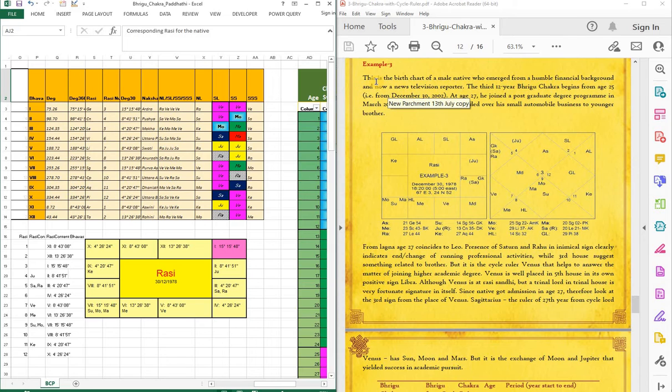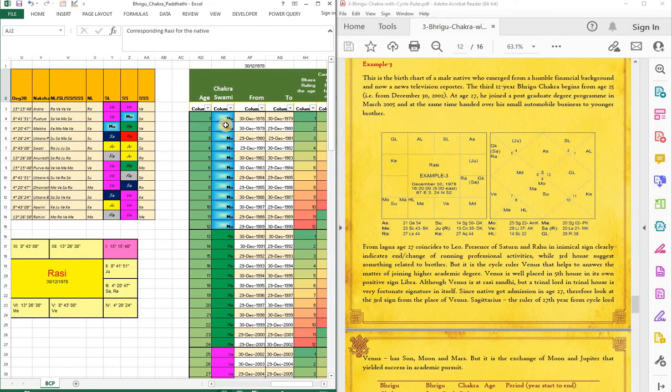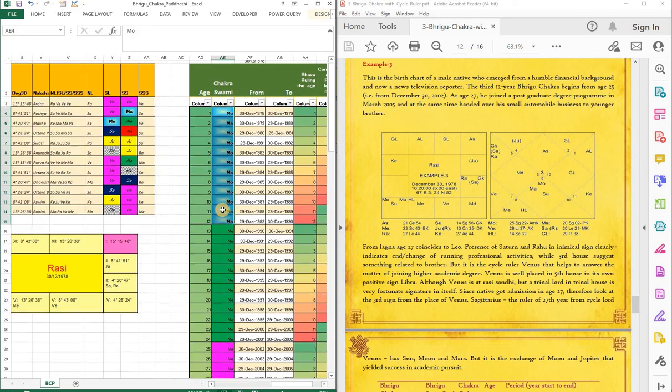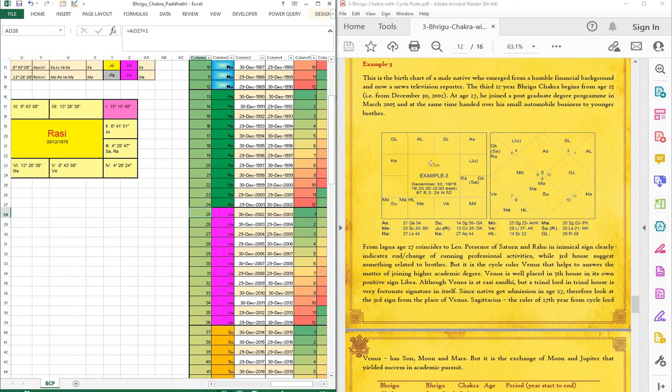So if you just go through this, this is the birth chart of a male native who emerged from a humble financial background and now is in television as a reporter. The third 12-year Bhrigu Chakra begins from the age of 25. So first age is Moon, then Mercury, then Venus starts at the age of 25. So that is in alignment with what he says.